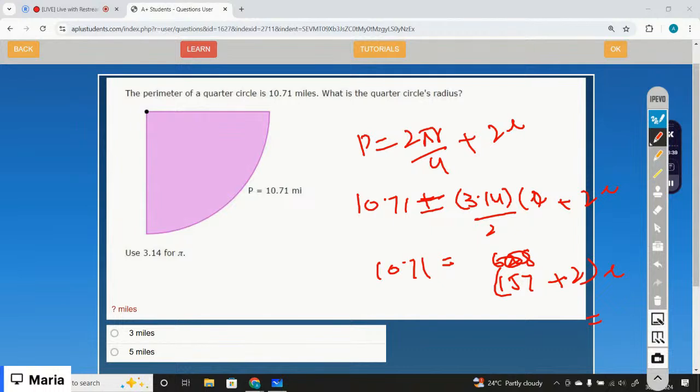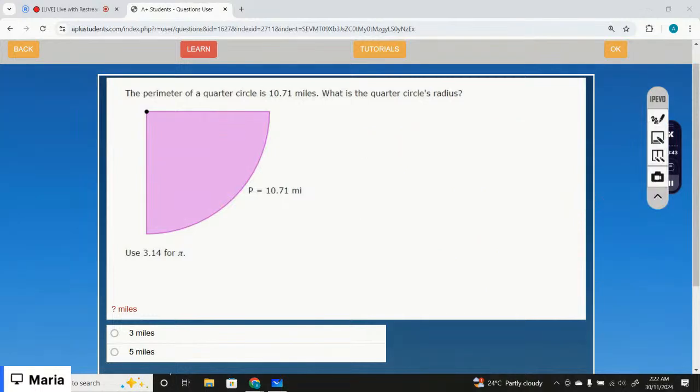The correct option is 3 miles. Option number 1 is the correct option. That is 3 miles. Okay, you can complete the lesson by yourself later today. Let me just move on to the next lesson.